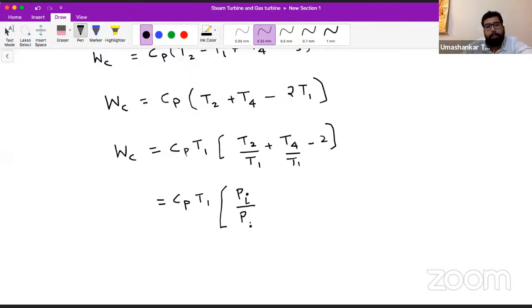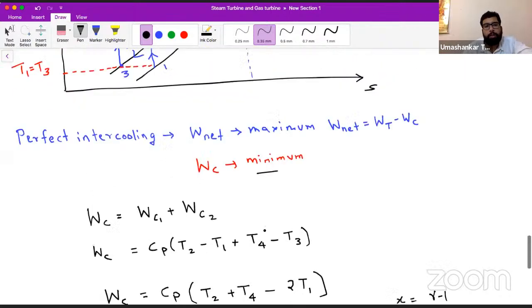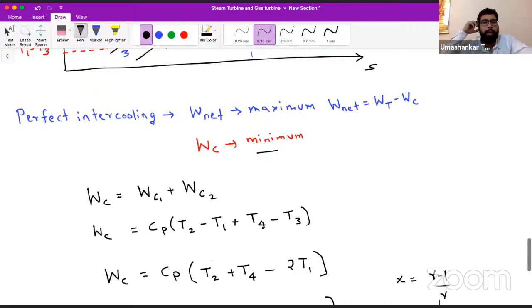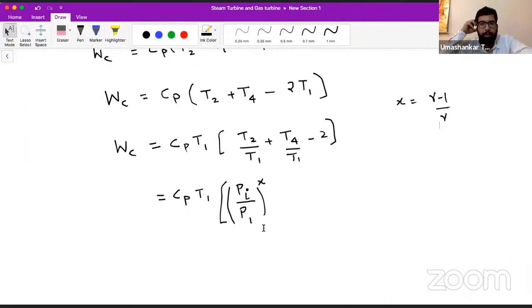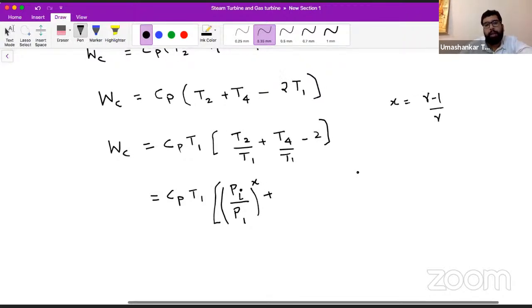Pi by P1 to the power x. Just to simplify the expression, I have used x as gamma minus 1 by gamma. In isentropic we can use this relation. We have done it yesterday also, in the previous section also. So we have this Pi by P1 to the power x, and here also T1 and T3 are equal. Yes or no?